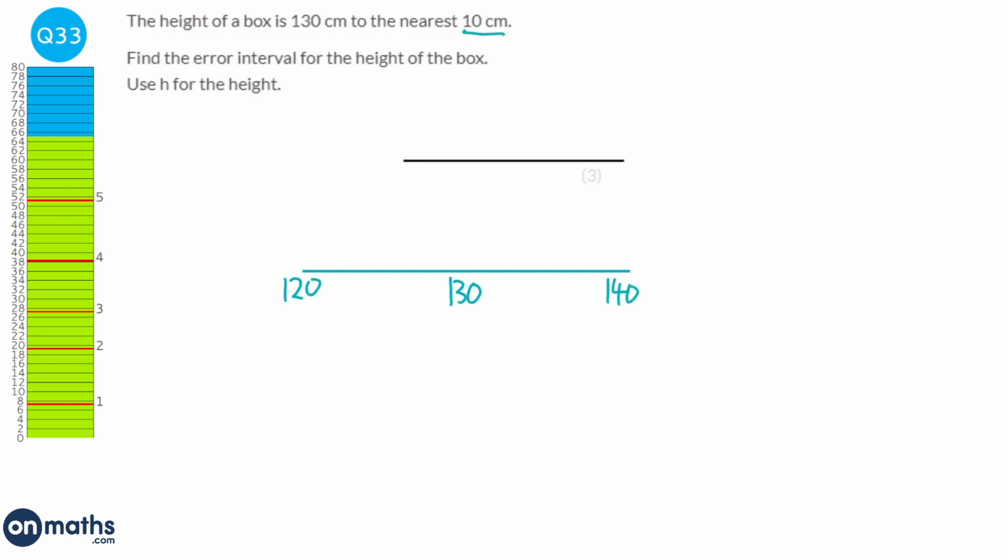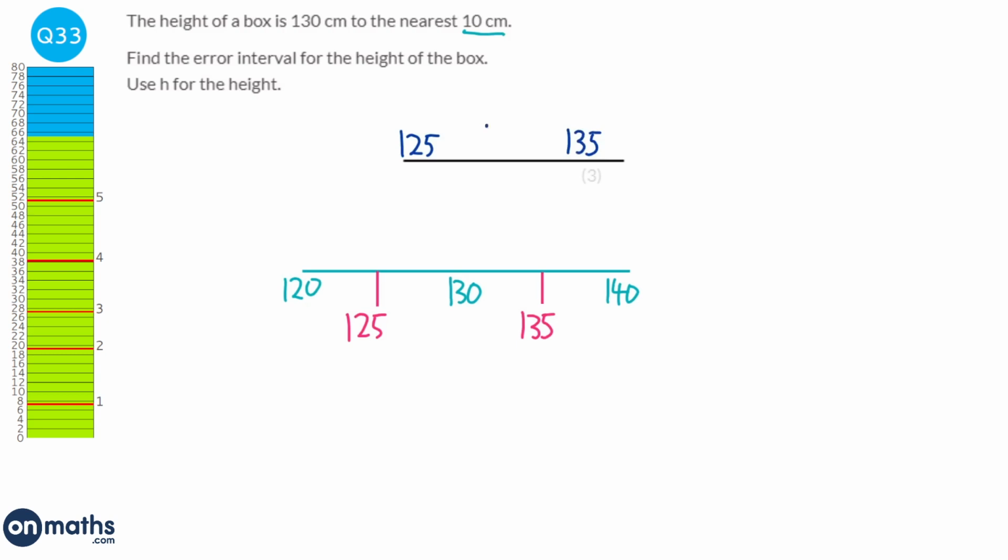To find the lower bound, what I do is I find the halfway point here, and to find the upper bound, the maximum it can be, I find the midway point here. So the midway point here would be 125, halfway between 120 and 130, and the midway point here will be 135, which is halfway between 130 and 140. So those will be our lower and upper bounds, the minimum and maximum it could have been before rounding.